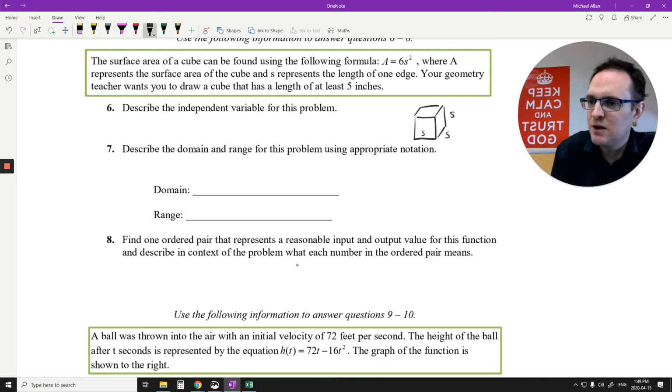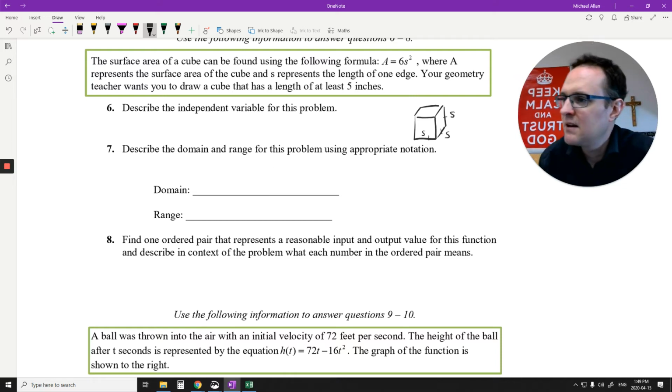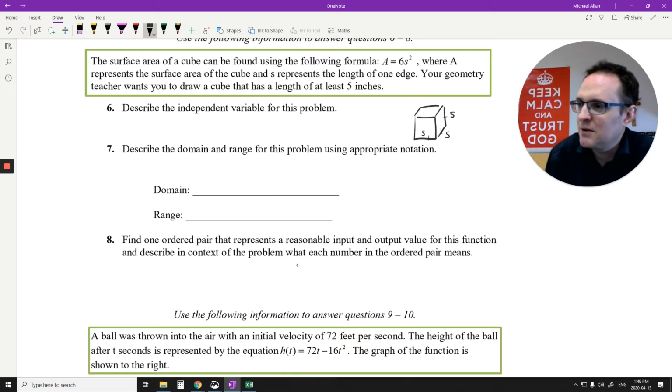So there's my cube. All the sides are the same. Okay. What is the independent variable in this case? Remember, the independent is the x variable. In this case, it is the side length. All right. Describe the domain and range.